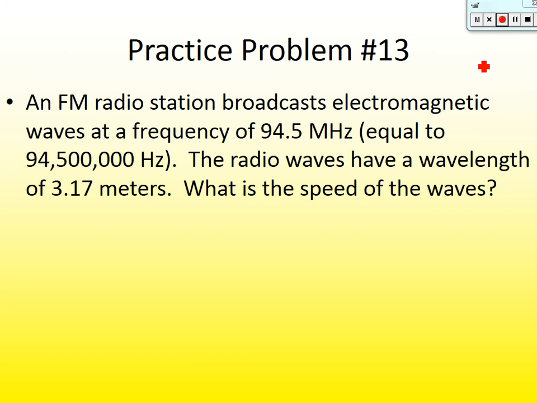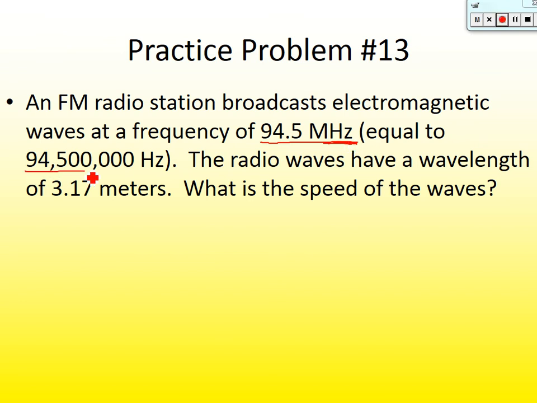Okay, so at this point, hopefully you tried it on your own. You have some sort of an answer for how fast these radio waves are going. So an FM radio station broadcasts electromagnetic waves at a frequency of 94.5 megahertz. Whoa. Guys, did you know that in your car, when you tune it to a radio station, so this is 94.5, that's just the frequency of the waves? So you're just tuning it to that frequency so that you pick up waves of that frequency. But they're not just hertz, it's megahertz. So it's times 10 to the 6th hertz.